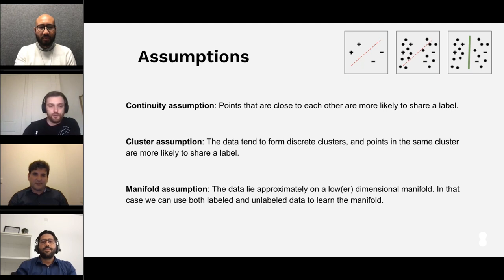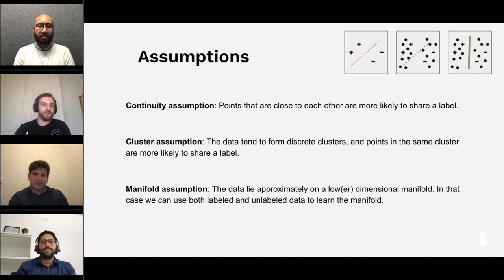These are 3 assumptions that are usually made in semi-supervised learning. Not all of them necessarily, but at least one of them should be made in order for the theory to make sense. The first one is called the continuity assumption. It basically says that points that are close together are also more likely to share a label. If you think about an image of a cat, and you rotate it or change some pixels, you are not suddenly getting a dog. Most likely it will still stay a cat. So this is the continuity assumption.